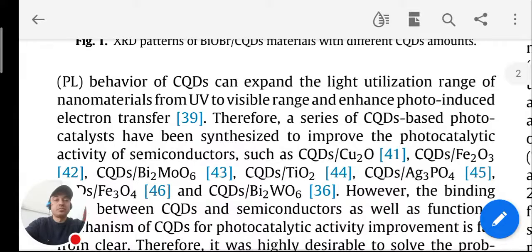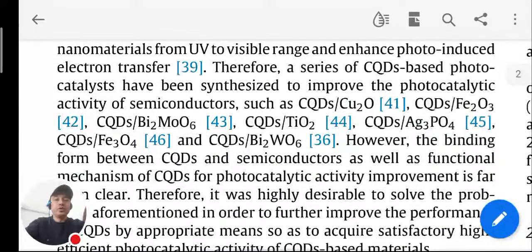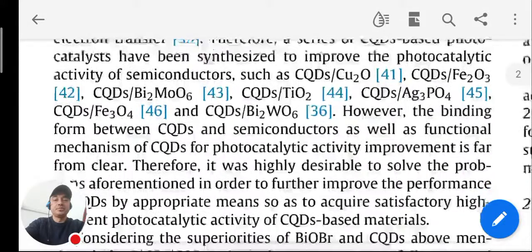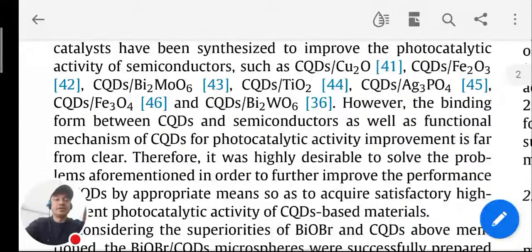Therefore, a series of carbon quantum dot based photocatalysts have been synthesized to improve the photocatalytic activity of semiconductors, such as carbon quantum dots over copper oxide, carbon quantum dots over Fe2O3, carbon quantum dots over BiO2MO6, carbon quantum dots over TiO2, and carbon quantum dots over Ag3PO4. And the interaction between carbon quantum dots and semiconductors, as well as the functional mechanism of the carbon quantum dots for photocatalytic activity improvement, is far from clear.